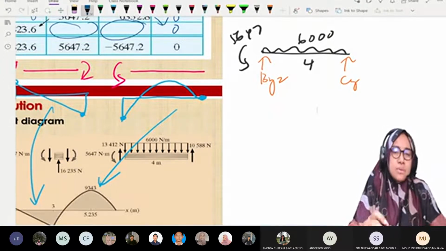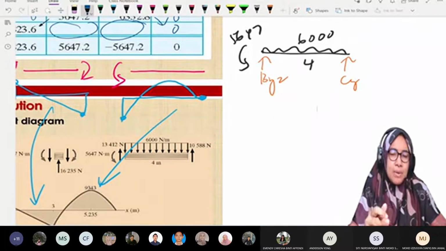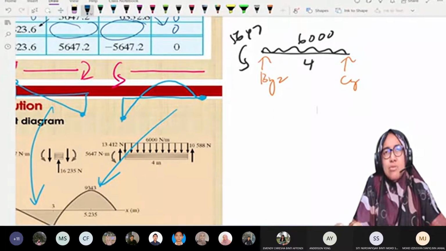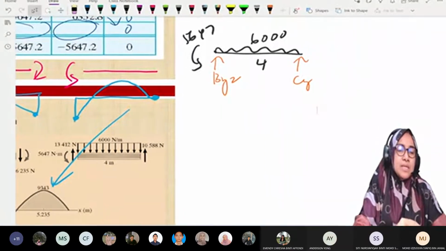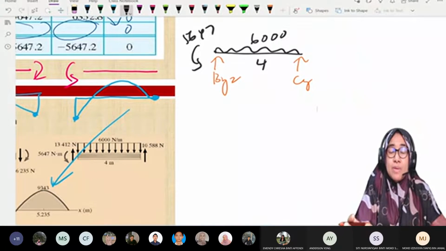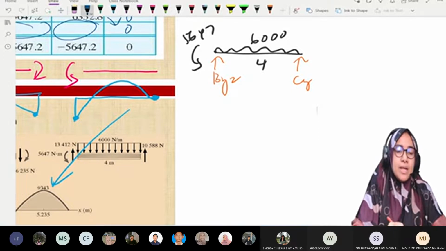Lepas tu, calculate BY and CY as usual. Macam you calculate simply supported beam. Reaction for simply supported beam. Okay, so yang ni, this is very simple. Ada yang majority boleh buat tapi still ada yang tak boleh buat bila saya check your formatting 1.1. So it is very straightforward.